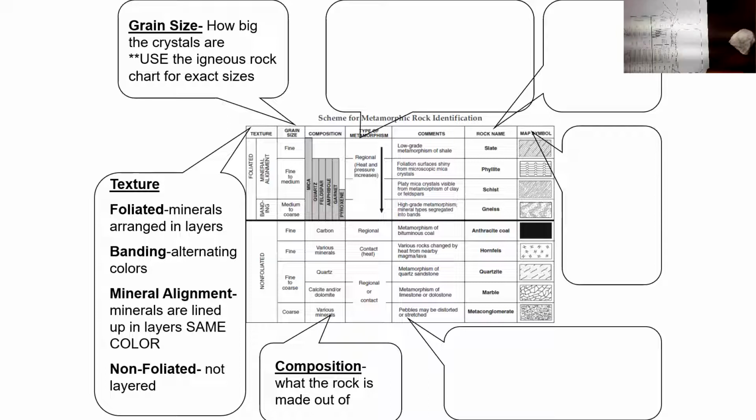What I mean is, let's look at the composition. Let's take the easy part first. Take a look at the non-foliated. Pretty easy, right? What is anthracite coal made out of? No, anthracite coal, what's it made out of? Carbon. What's quartzite made out of? No, guys, quartz. What it's made out of is the composition. Marble is made out of calcite or dolomite.